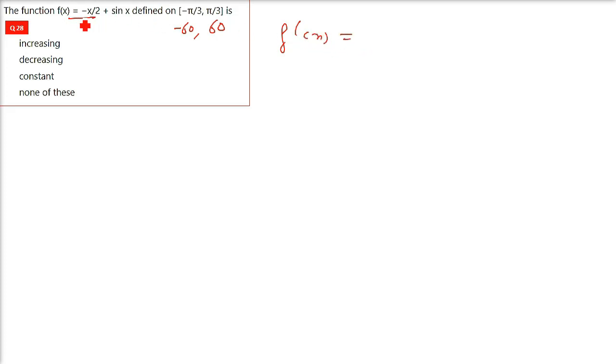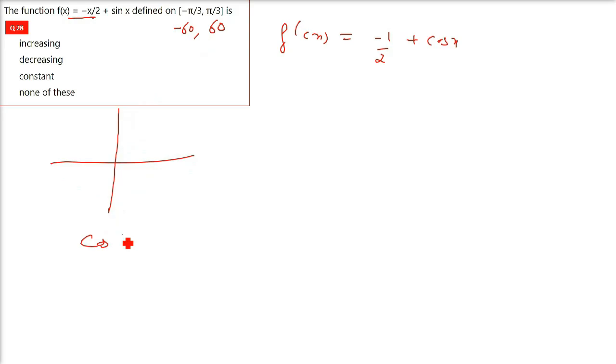f dash x is what? Let us differentiate this first. f dash x is minus 1 by 2, and the derivative of sin x is cos x. This is your f dash x. Now you have to tell whether it is increasing, decreasing, constant, or none of these. The interval is provided, which is negative pi by 3 to pi by 3. We don't know whether it is less than 0 or greater than 0, so we just have to deal with the interval.